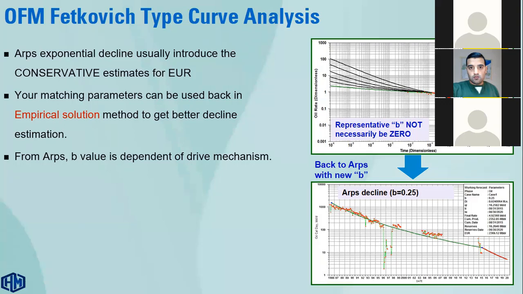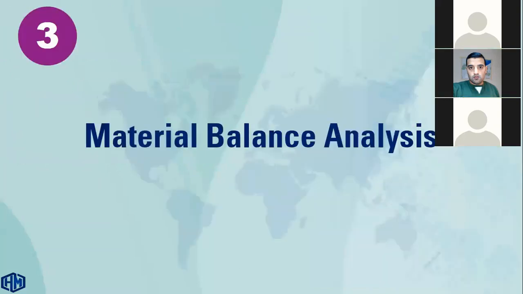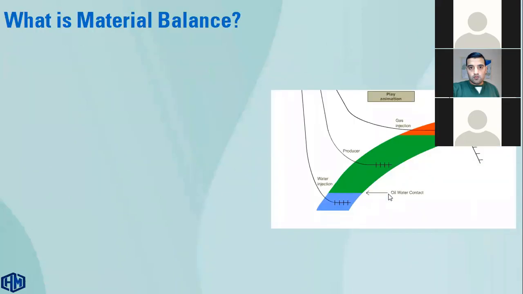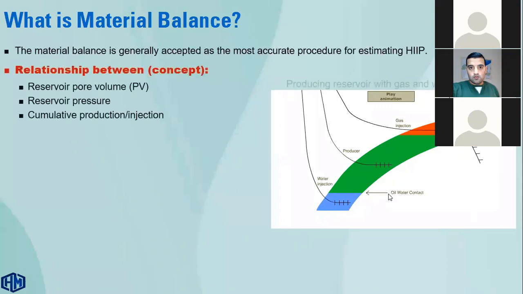However, if you need to identify the correct value of B, we can use the Fetkovich type curve and see the probable value of the hyperbolic exponent B. The third technique is the material balance equation. Simply, the material balance is an important analytical reservoir engineering technique used for reserve estimation.